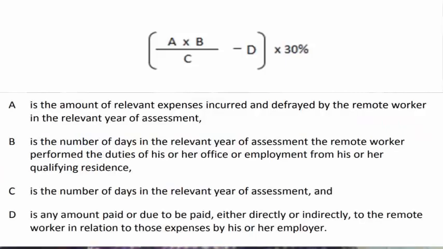A is the amount of relevant expenses incurred and defrayed by the remote worker in the relevant year of assessment. B is the number of days in the relevant year of assessment the remote worker performed the duties of his or her office or employment from his or her qualifying residence. C is the number of days in the relevant year of assessment, and D is any amount paid or due to be paid either directly or indirectly to the remote worker in relation to those expenses by his or her employer.